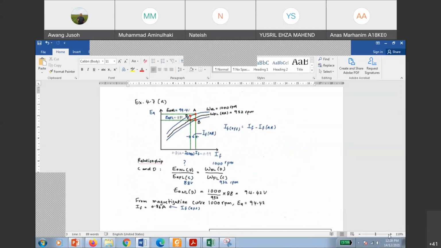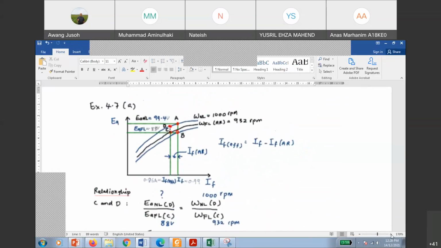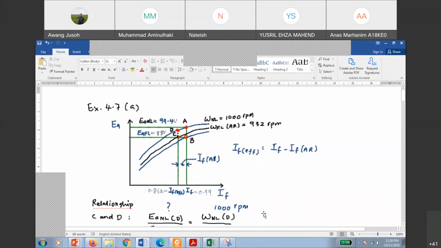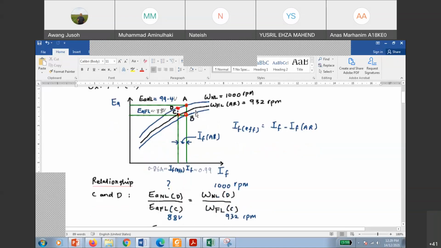Okay, so we go to this solution. We go directly to this. Alright. So for 4.7a, basically AB we know already, the point AB. A represents the point at no load condition. We speed to 1000 rpm. The EMF is 99.4 and the field current just now is 0.9 ampere. Okay, this is point A.